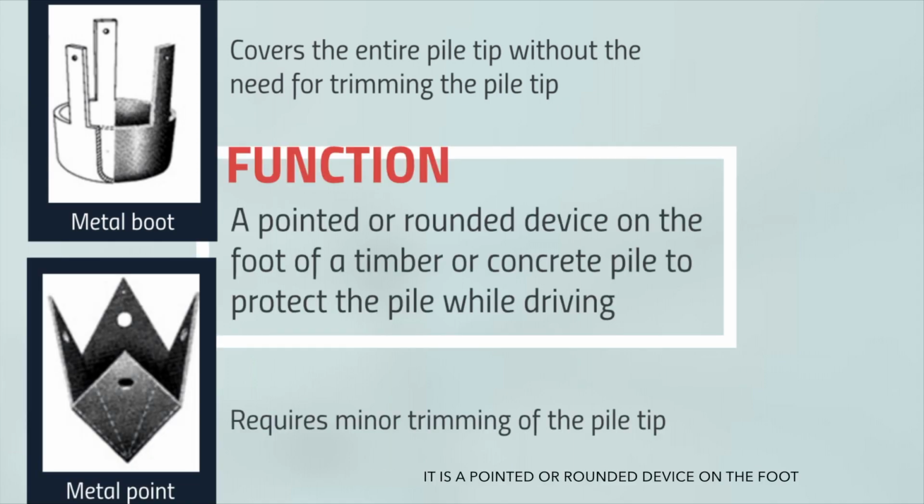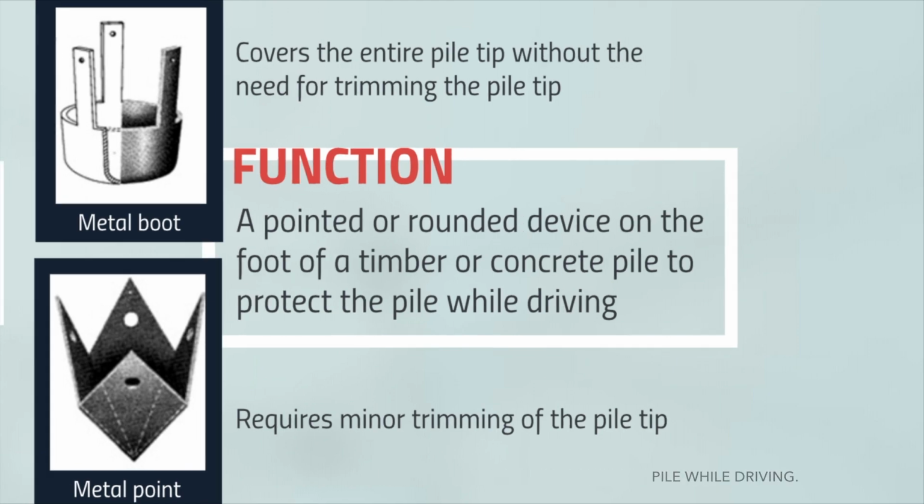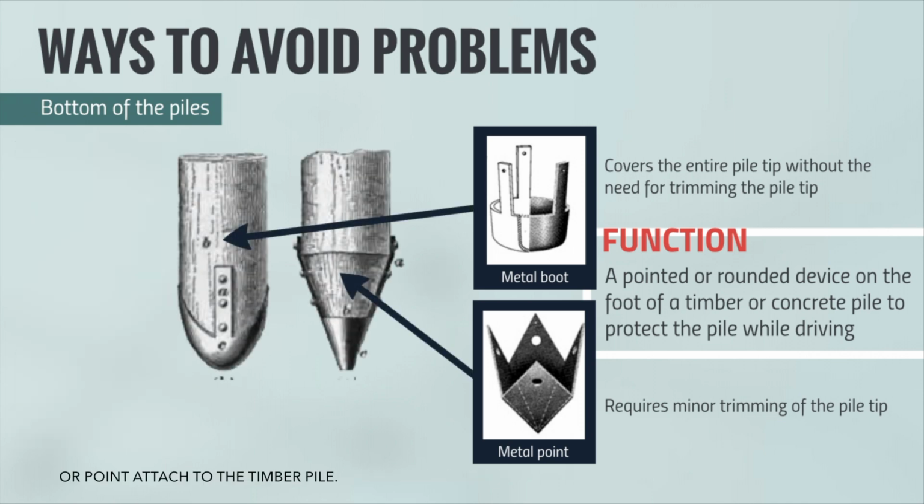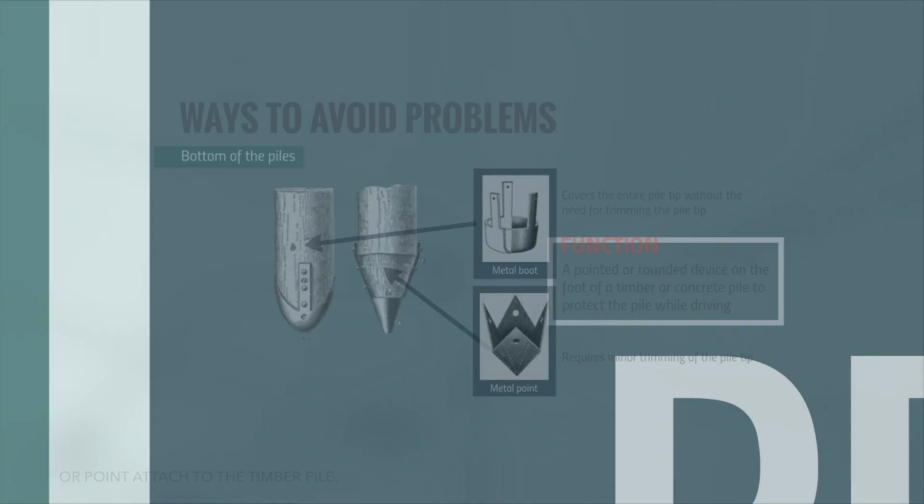It is a pointed or rounded device on the foot of a timber or concrete pile to protect the pile while driving. As for the metal boot, it covers the entire pile tip without the need of trimming the pile tip. However, metal points require minor trimming of the pile tip. And this is how it looks when the metal boot or point is attached to the timber pile.